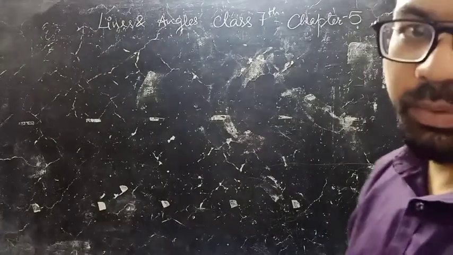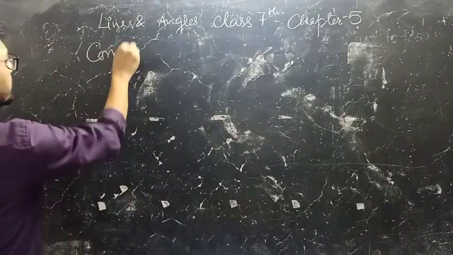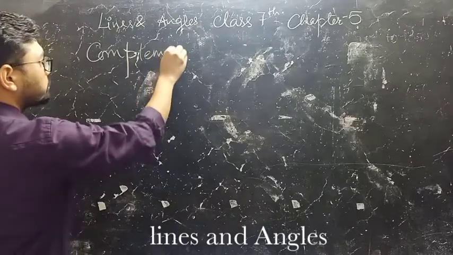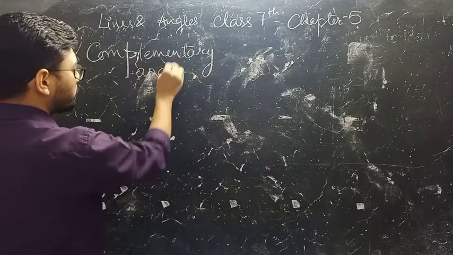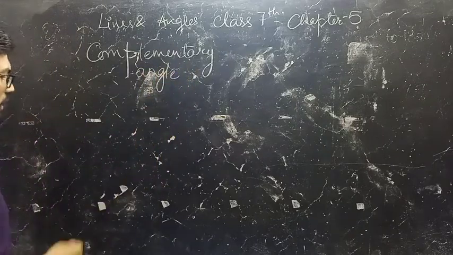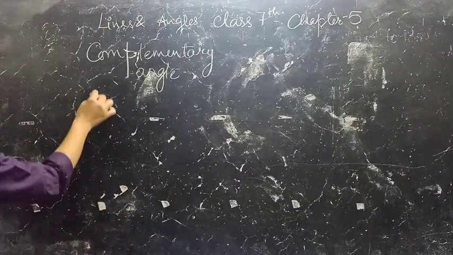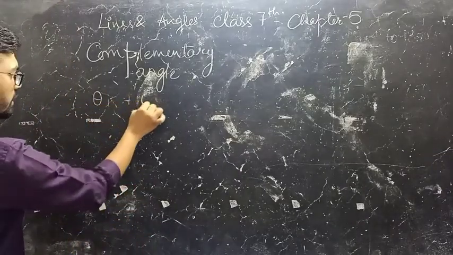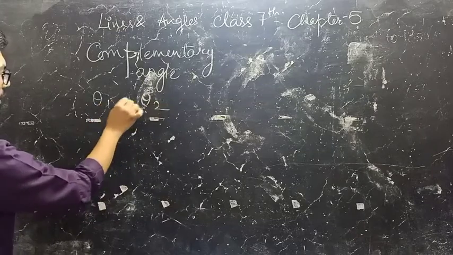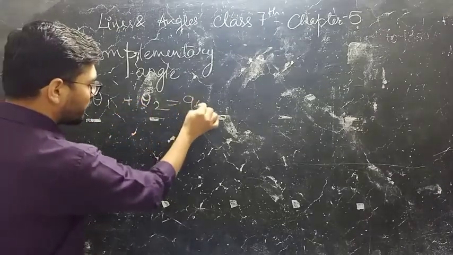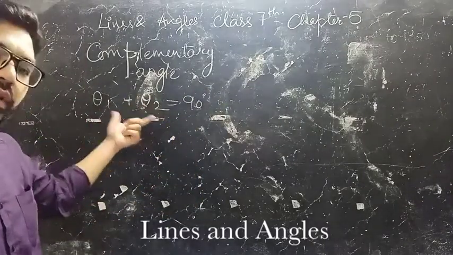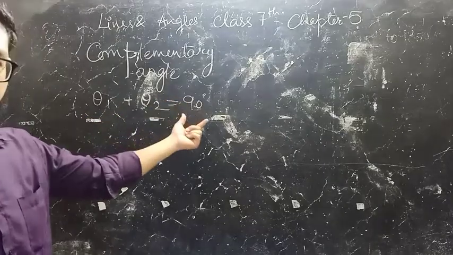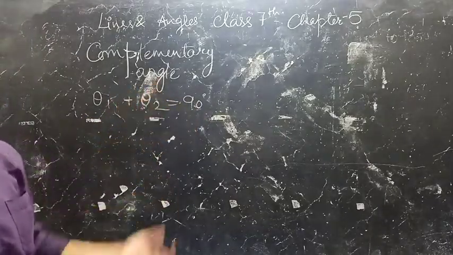Now students, the next types of angles are complementary angles and supplementary angles, okay? Complementary angles. Let's say you have two angles, one is theta 1 and the other is theta 2. Then the sum of theta 1 and theta 2 must be equal to 90 degrees. If the summation of theta 1 and theta 2 is equal to 90 degrees, you can say these two angles are complementary to each other.